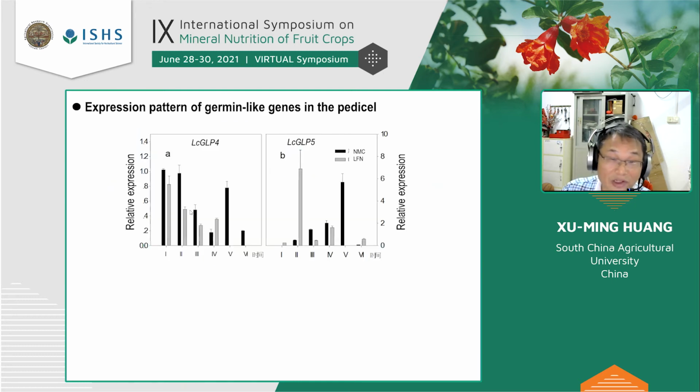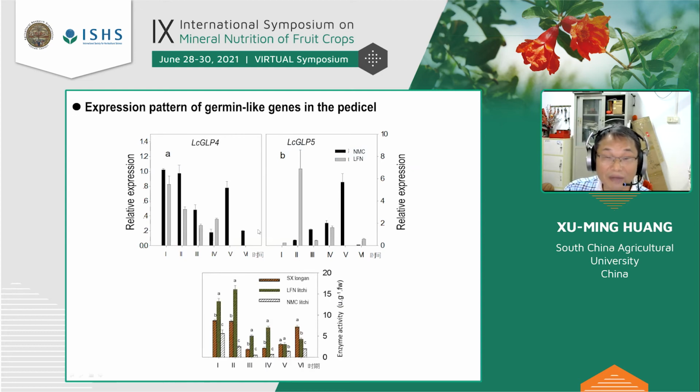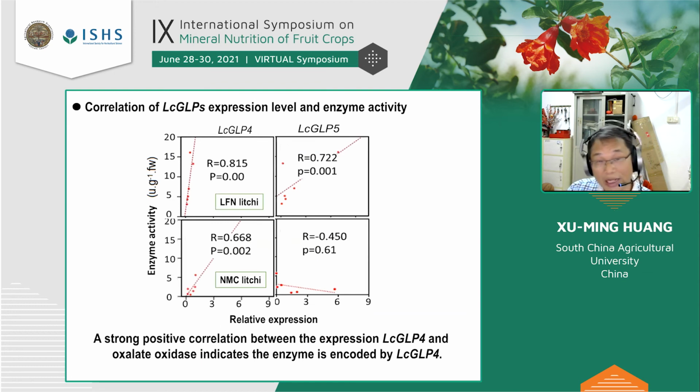The expression pattern is quite different between the 2 genes. And we can find that GOP4 expression pattern is quite similar to enzyme activity of oxalate oxidase. And correlation analysis shows that GOP4 has a stronger positive correlation with the enzyme activity. Therefore, the enzyme might be encoded by GOP4.